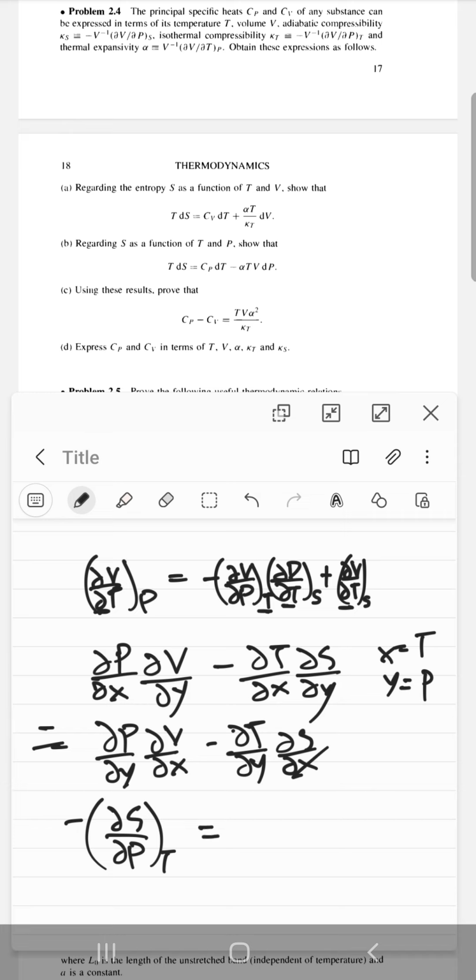Okay, and that's equal to this thing, which is partial v by partial t at constant pressure, right? So you can write this quantity as that, so I'm just going to replace it with this. So this is just minus partial s by partial p at constant temperature, so that part is done. So we can just delete this whole thing now.